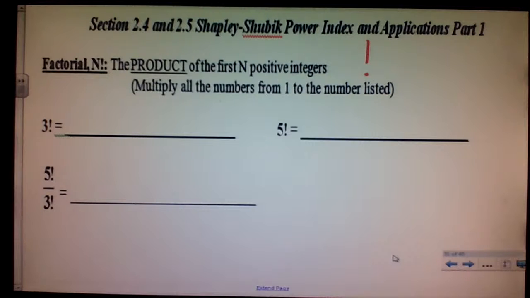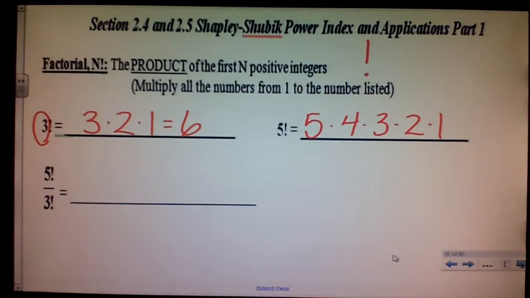So, 3 factorial would look like 3 times 2 times 1. You start at the number that they want, and you multiply every number that falls below it, clear down to 1. So what's 3 times 2 times 1? 6. So 5 factorial. What number should I start with? 5, 4, 3, 2, 1. 120.